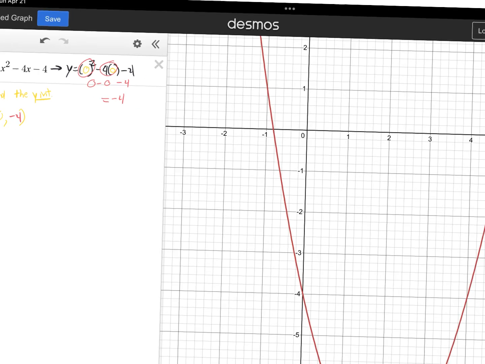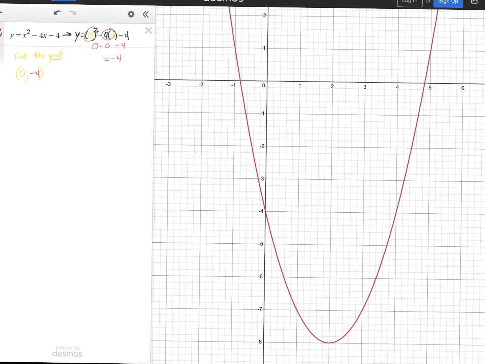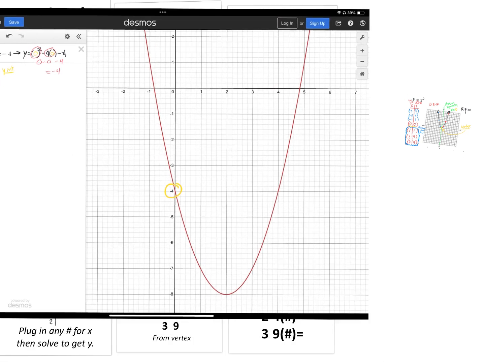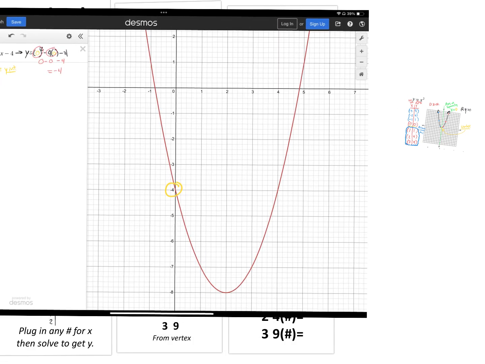And this is on Desmos. Let me show you. Here's my parabola. And as you can see, this parabola really does cross the y-axis right there at that y-intercept that we just found, (0, -4).